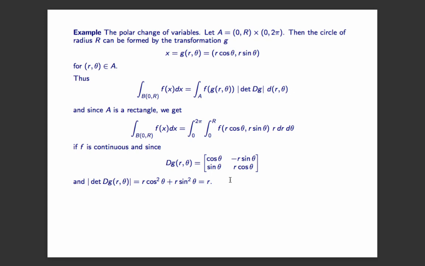Again, this is just to give you the canonical example of a change of variables. For example, we could use this to compute the area of a circle. The area of a circle, or the two-dimensional volume, is the integral from 0 to 2 pi and from 0 to r of r dr d theta. I was able to transform my integral over a circle to an integral over a rectangle.